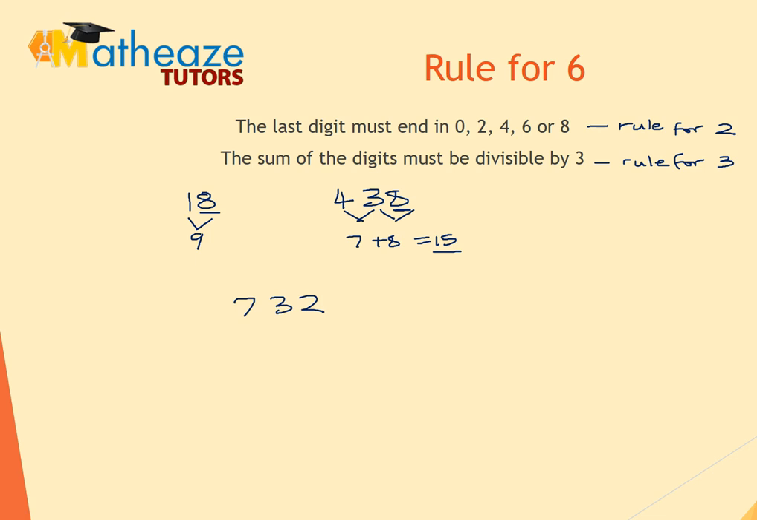732 ends with a 2, so it's even. 7 plus 3, 10 plus 2, this is 12. 12 is divisible by 3, so 732 is divisible by 6.